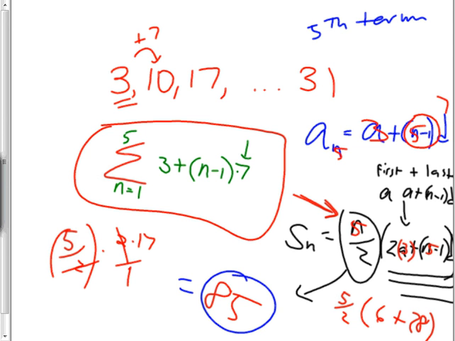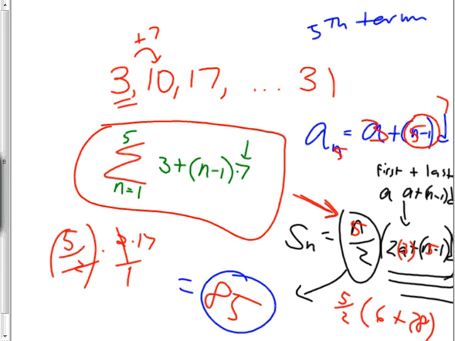Nice. And what's that 7 called? The what? The common difference. Very good. That's it. Now, could you have multiplied that all out and got 7n minus 4? Yes, that also works. Any questions on that? Okay. So that is arithmetic.